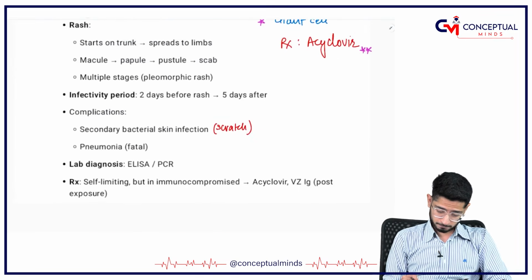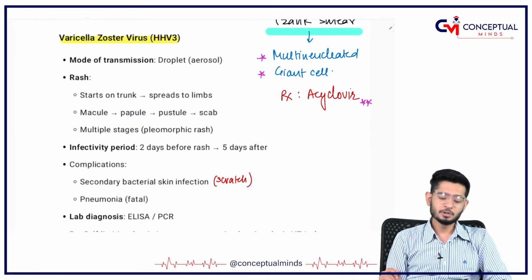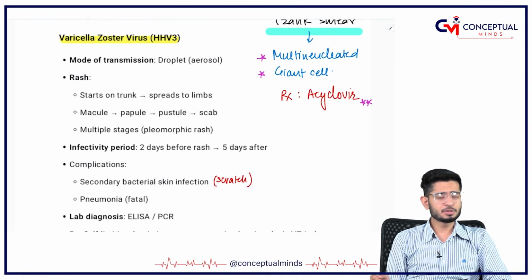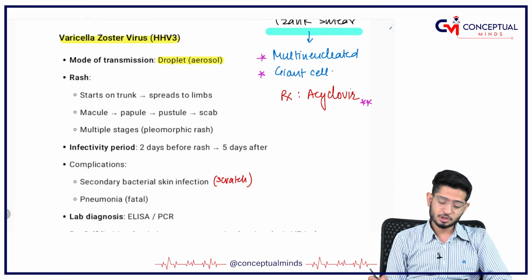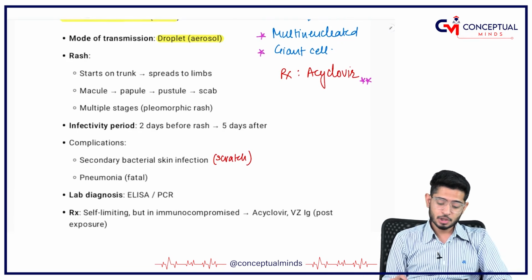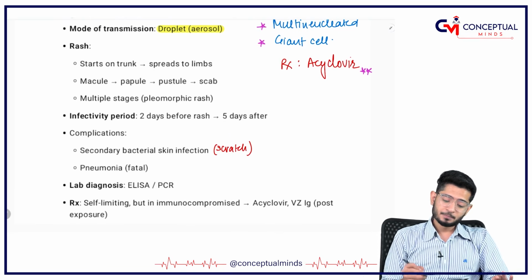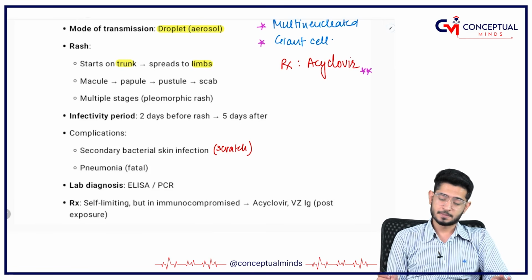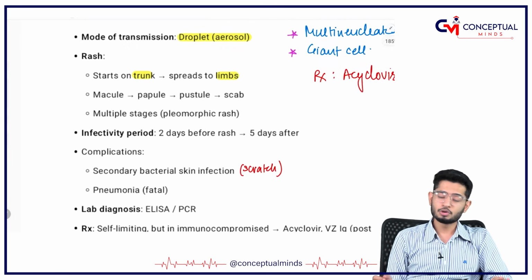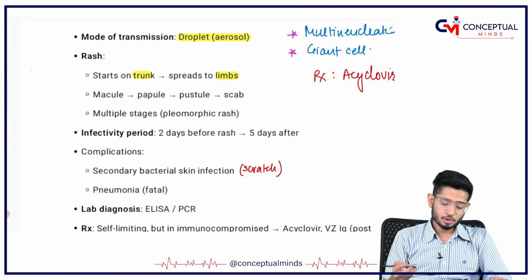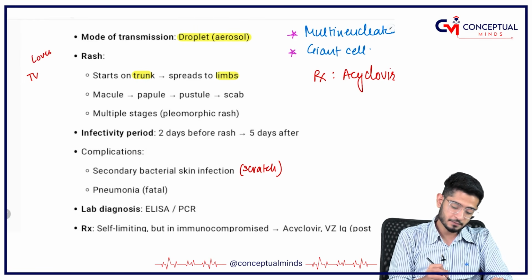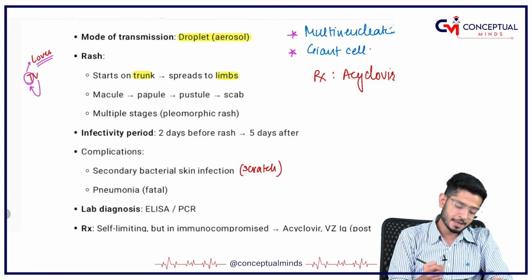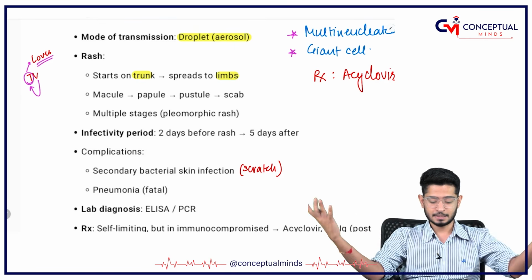Great. So I told you the meaning of varicella and zoster. What is the mode of transmission? The mode of transmission is droplet or aerosol. How is the rash? Remember, the rash of varicella starts on the trunk, goes to the limbs. Okay, so everybody loves watching TV. What does that mean? The varicella is going to go to T, that is trunk, and L, that is later to the limbs. So firstly trunk and then the limbs.